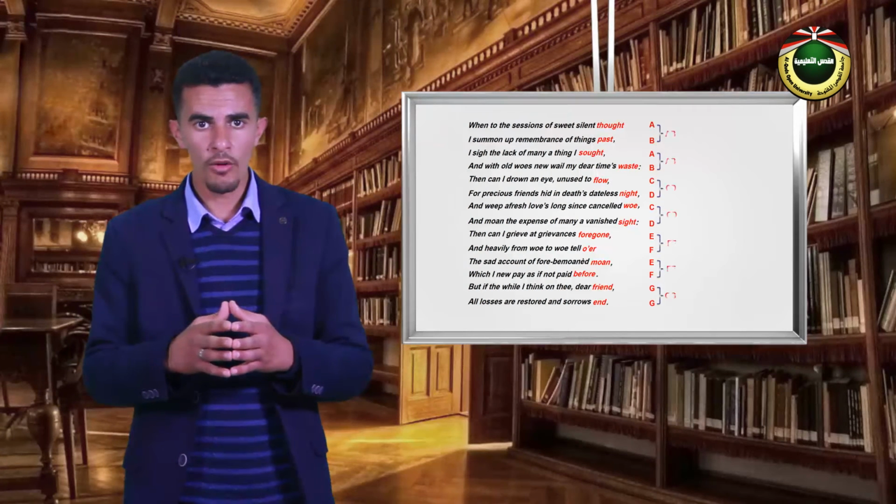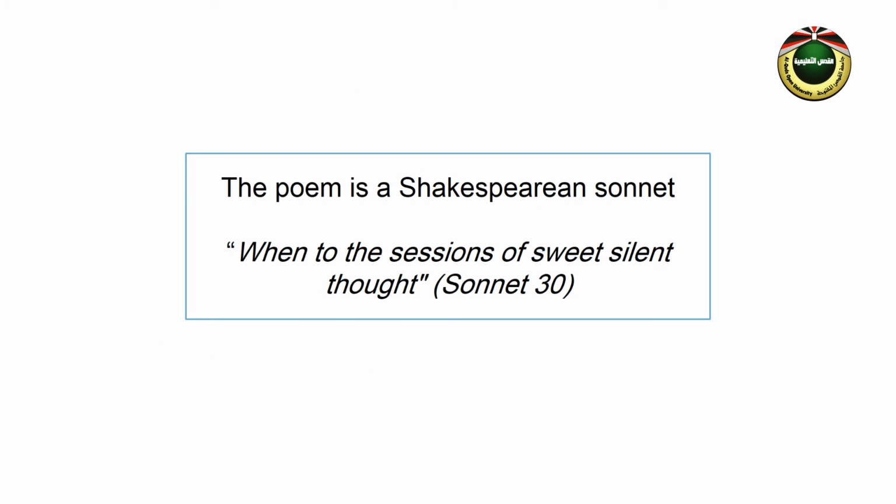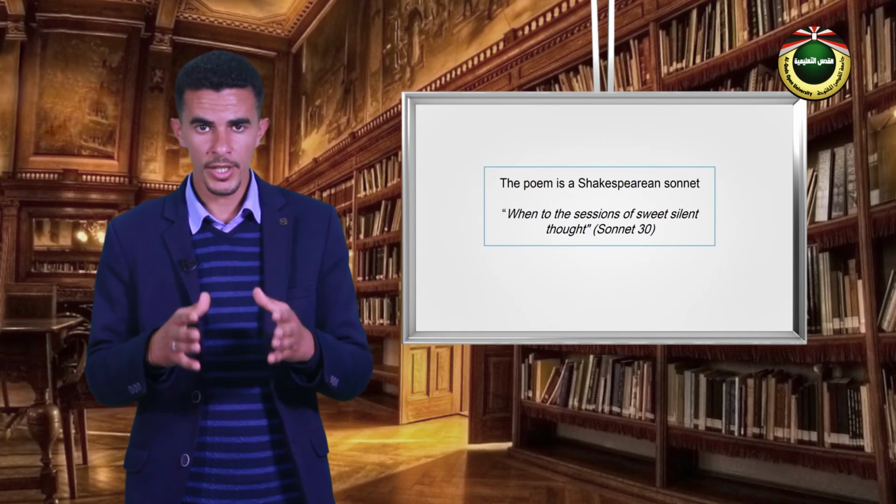The rhyme scheme of the poem is A, B, A, B, C, D, C, D, E, F, E, F, G, G. From the rhyme scheme, we can tell that the poem is a Shakespearean sonnet entitled "When to the Sessions of Sweet Silent Thought," Sonnet 30.